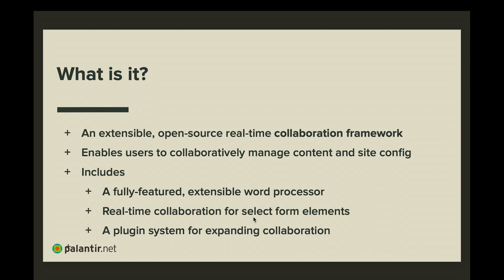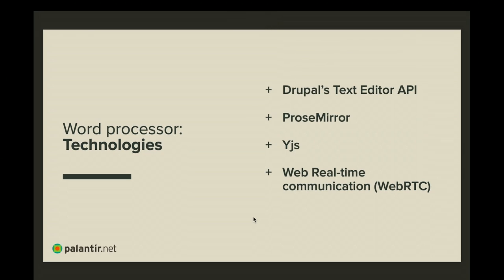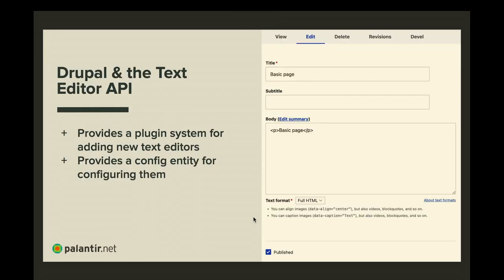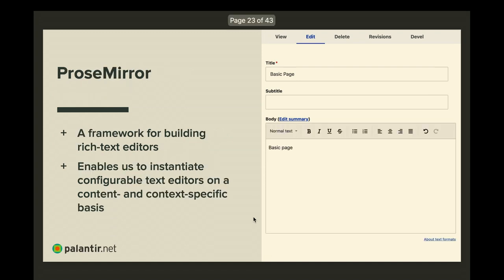A fully featured word processor, that's part of it, and all the other stuff. And for developers, there's a plugin system for adding new features. So that's what that is. Technologies, okay. Drupal and the text editor API, this is actually pretty simple. Drupal core only supports CKEditor 5, but does have a module that other things can theoretically plug into. It's a little trickier than it should be, but it does work. So we just plug into that and are able to install our own text editor.